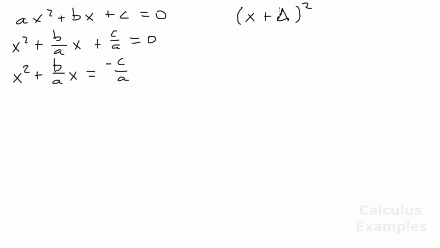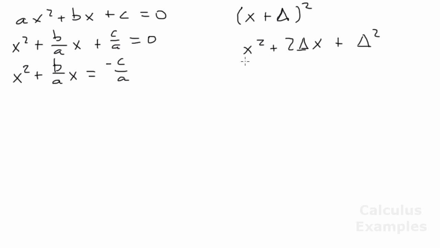So let's multiply this out. x squared plus 2 triangle x plus triangle squared. So our goal here is to find out what triangle is and to add it to both sides so that we can collapse this set of terms down to 2 terms squared.